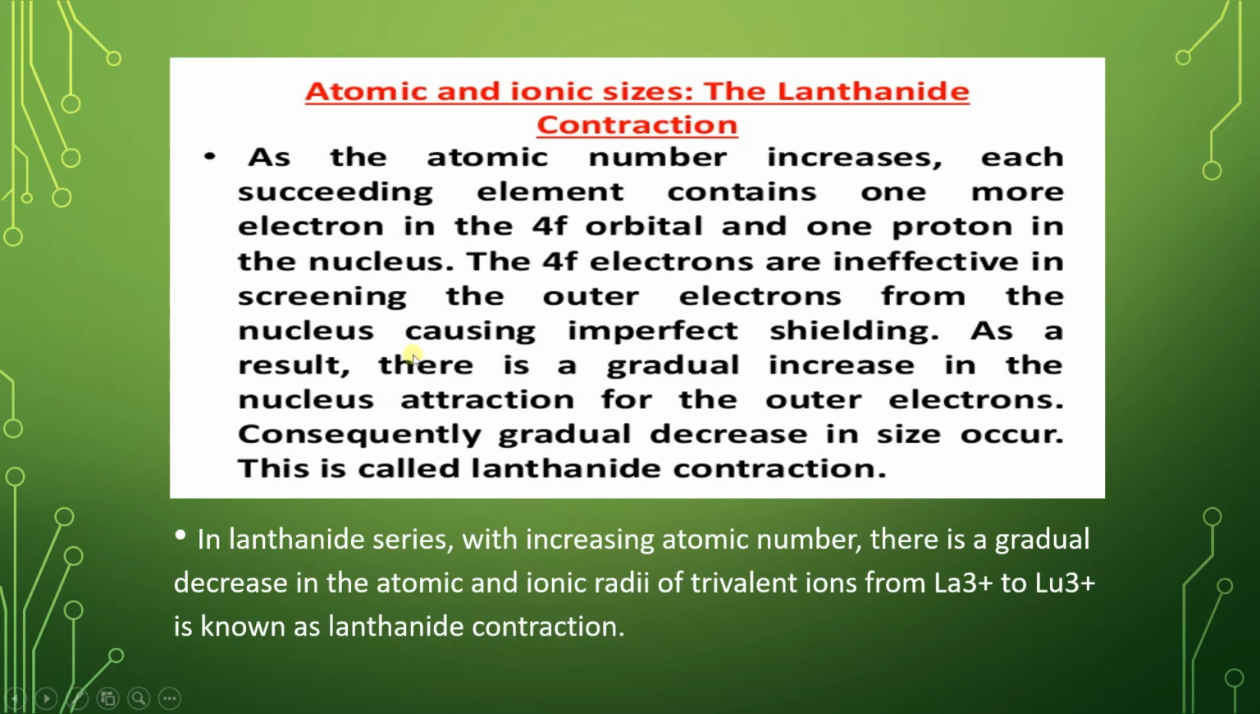So next, the periodic property, atomic and ionic sizes, or the lanthanide contraction. As the atomic number increases, each succeeding element contains one more electron in the 4f orbital and one proton in the nucleus. The 4f electrons are ineffective in screening the outer electrons from the nucleus, causing imperfect shielding. As a result, there is a gradual increase in the nuclear attraction for the outer electrons. Consequently, there is a gradual decrease in size. This is called lanthanide contraction.